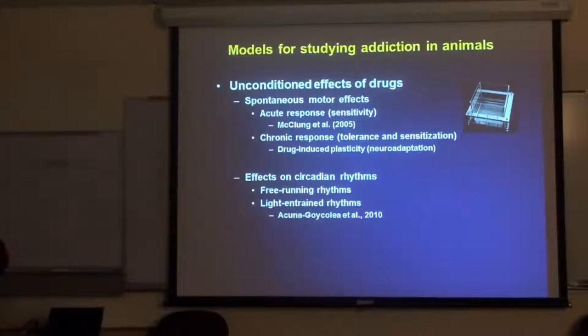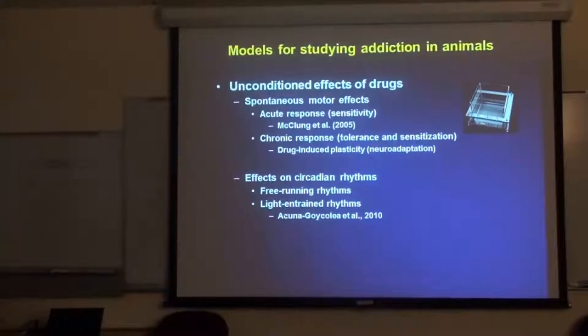And really what you're tapping into when you're looking at chronic responses is this idea of drug-induced plasticity, in other words, drug-induced neuroadaptation that might be occurring. A lot of people have hypothesized that a key aspect of addiction is drug-induced plasticity, and that it is critical for the development of addiction, that you need to have the brain changing in a dramatic way. Nobody, by the way, has ever demonstrated what aspect of drug-induced plasticity is critical for addiction.